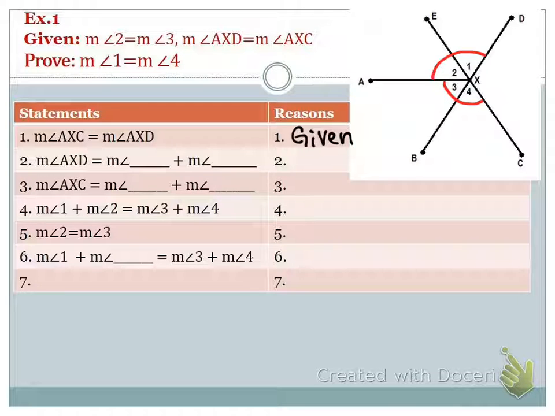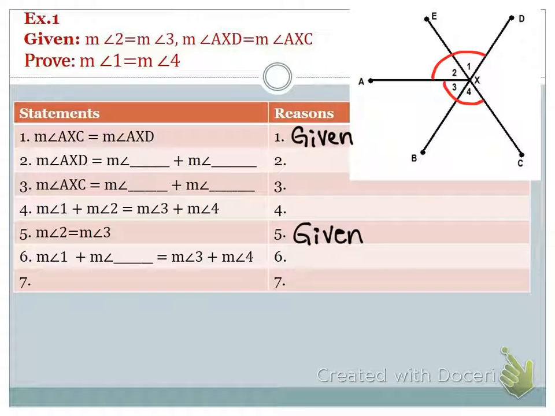Okay, what else is given to us? Okay, the measure of angle 2 is equal to the measure of angle 3. Where do we see that in our statements? Number 5. So that means that that is also given.